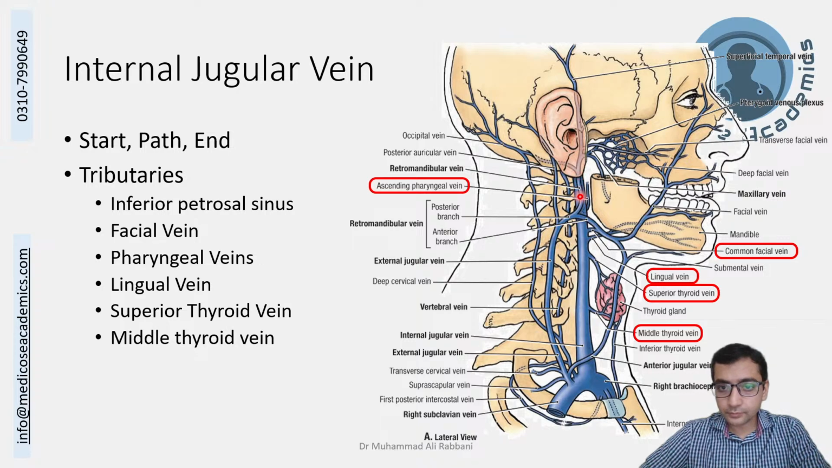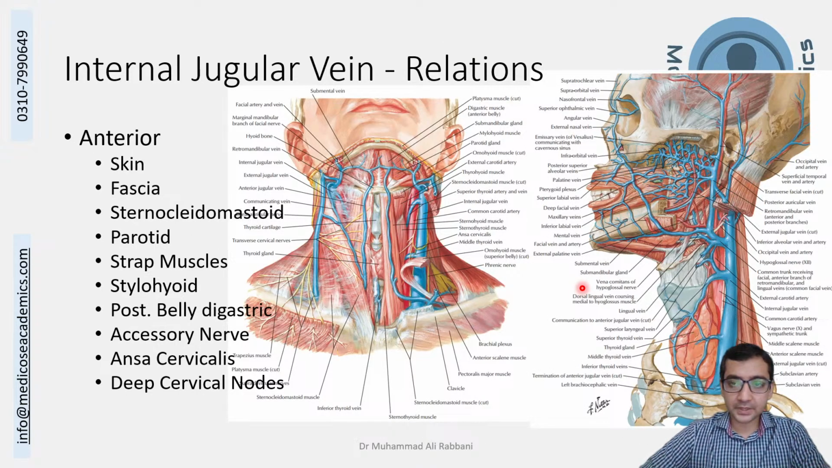As we go down, you can see different veins that are draining into it. There is the ascending pharyngeal vein, counterpart to the artery. There is the common facial vein, there is a lingual vein, sometimes through a common trunk, sometimes separately. Then there is the superior thyroid vein from the thyroid, then the middle thyroid vein from the thyroid, and these are the veins that are draining into the internal jugular vein.